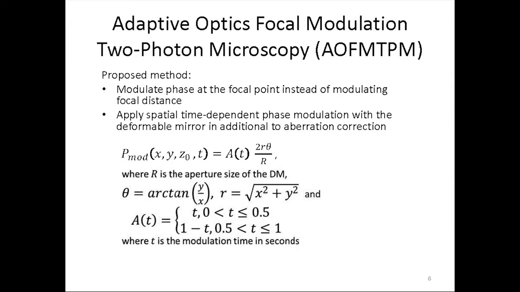In my research, I used a deformable mirror to apply spatial time-dependent phase modulation to a 2-photon microscope. And the phase applied can be represented by the equation shown here. The general phase shape is that of a curved ramp. And the reason I applied this phase is because it provides effective background rejection.